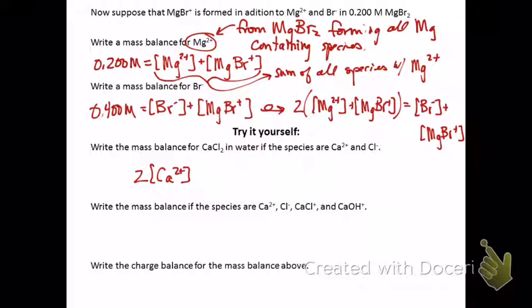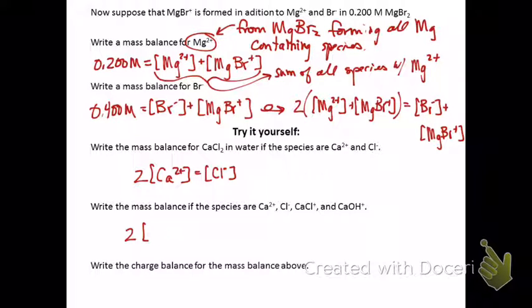All right, so hopefully you've had a chance to go through these problems. We now have, as I've already started, to write the mass balance for calcium chloride in water, where the species are calcium and chloride. We can write that fairly simply. It's similar to the ones we've written before, where we identify that there must be 2 chlorides for each of the calciums, and therefore the calcium concentration needs to be multiplied by 2 in order to equal the concentration of the chloride.